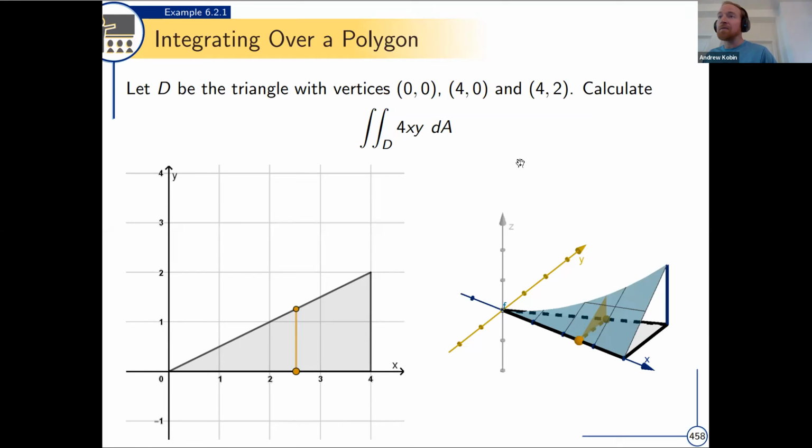You'll either be given a region in words, the triangle with these 3 vertices, or something more complicated, or you'll be given a picture like on the bottom left. And ideally, you have both. So if you're given one, you can draw the other or write down the functions that describe this picture. And that will allow you to set up the double integral.